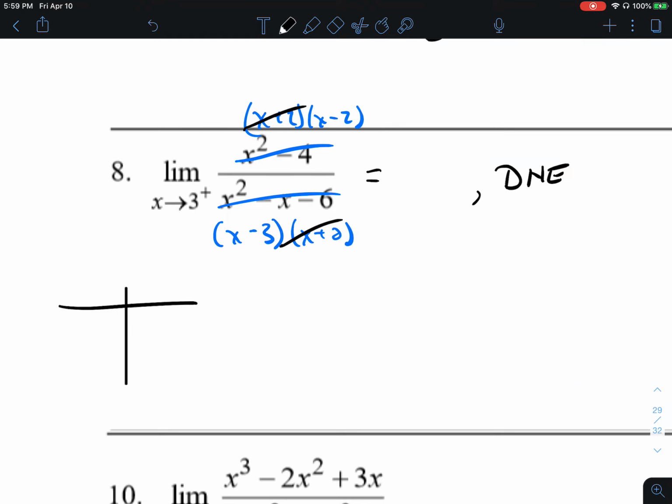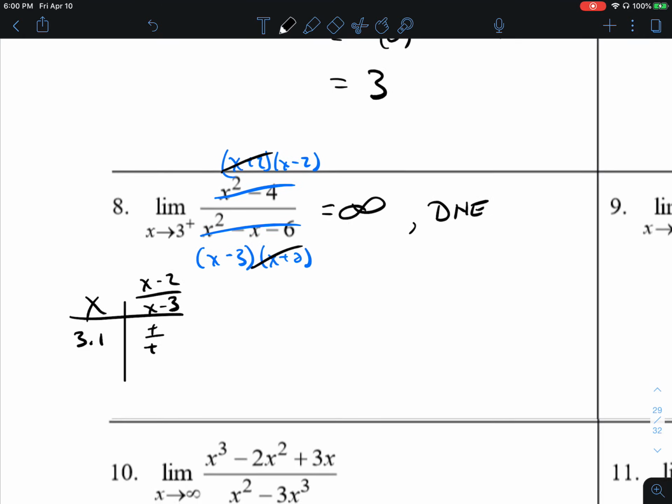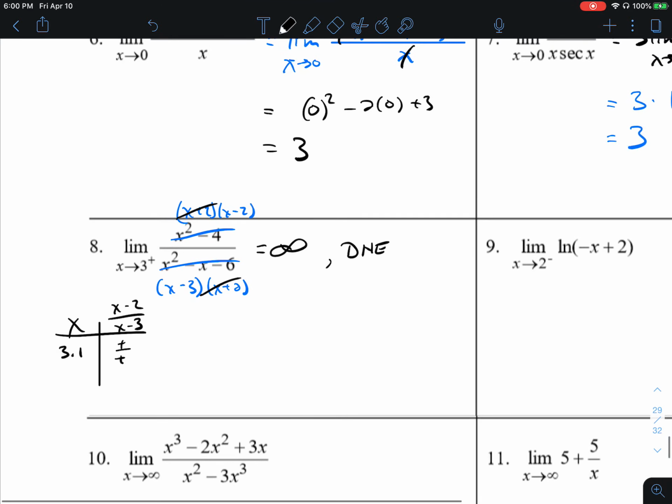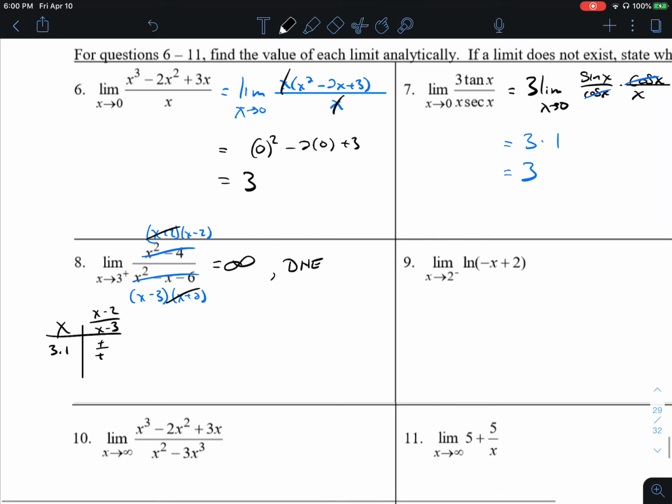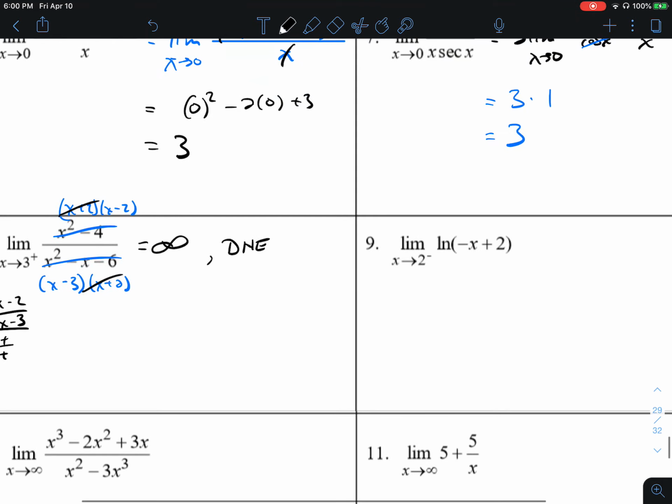We pick a number to the right of 3, something real close, like 3.1. If you plug that into the top, you're going to get a positive. Put on the bottom, you're going to get a positive as well. So this is going to go to positive infinity, which does not exist. Why does the limit not exist? Because infinity is not a number once again.